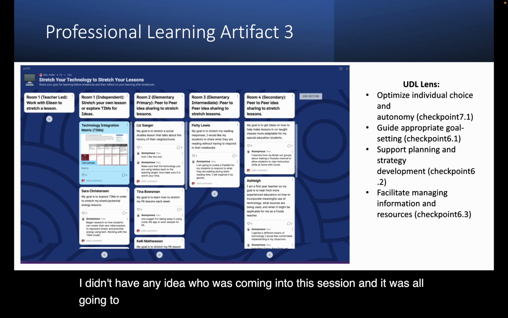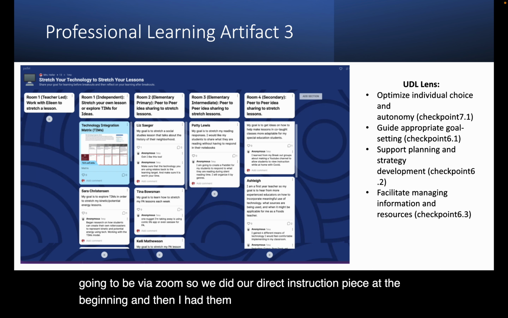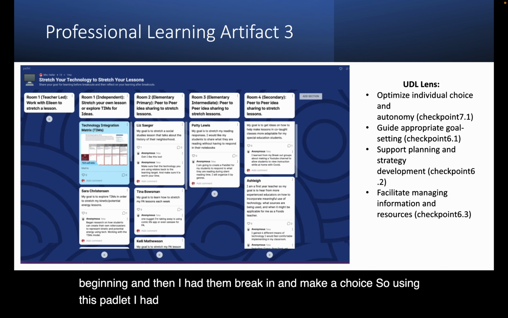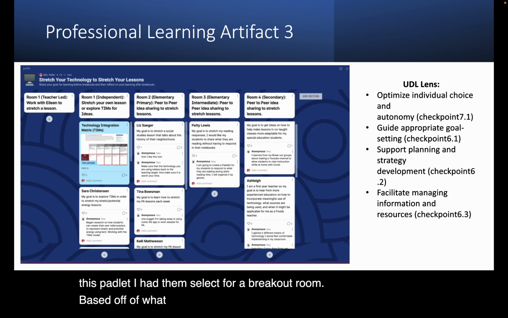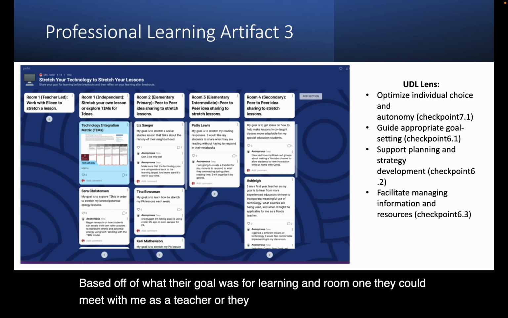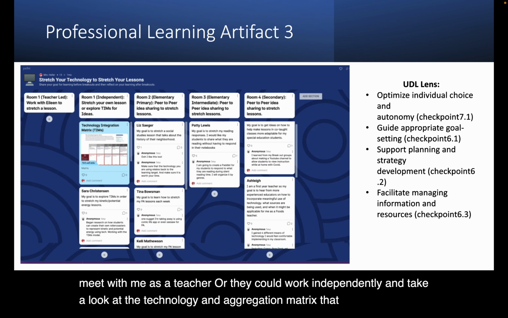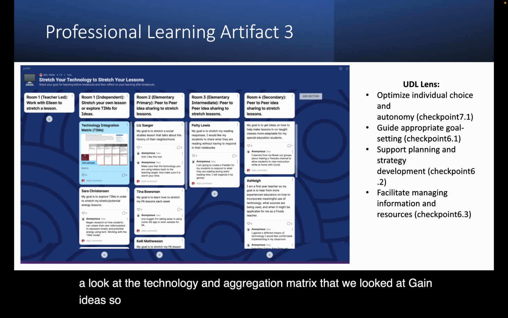I didn't have any idea who was coming into the session, and it was all going to be via Zoom. So we did our direct instruction piece at the beginning, and then I had them break in and make a choice. Using this Padlet, I had them select a breakout room based off of what their goal was for learning. In room 1, they could meet with me as a teacher, or they could work independently and take a look at the technology integration matrix that we looked at, gain ideas so that they could stretch their own lesson.